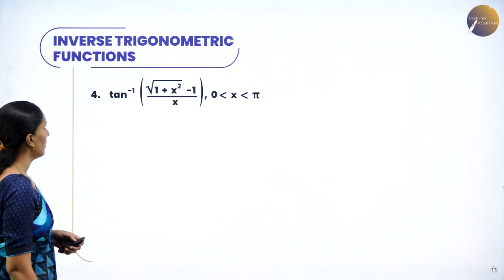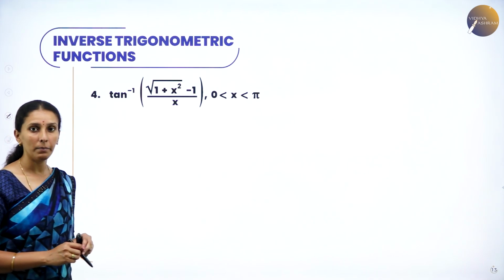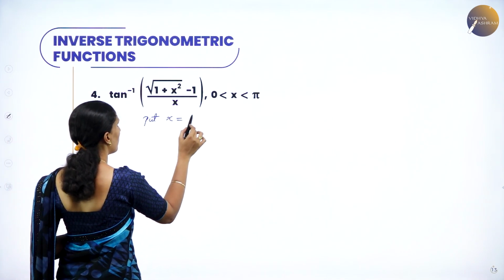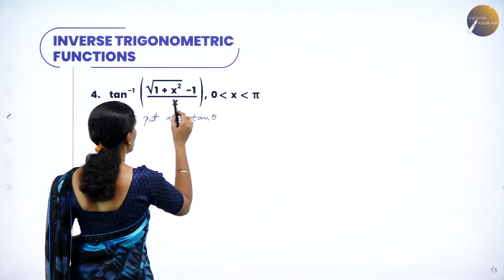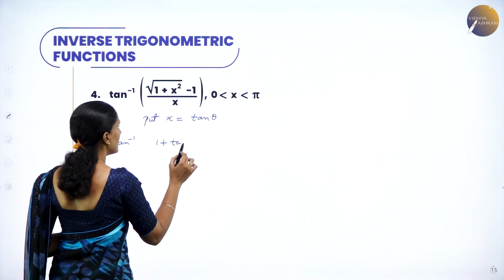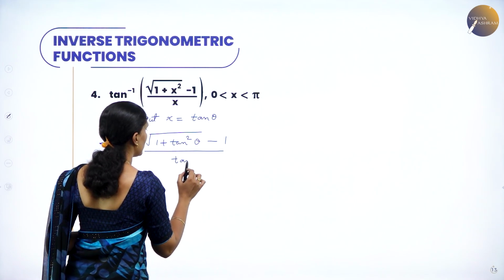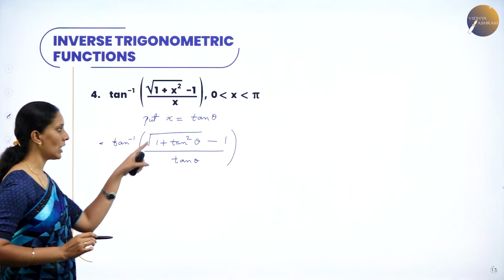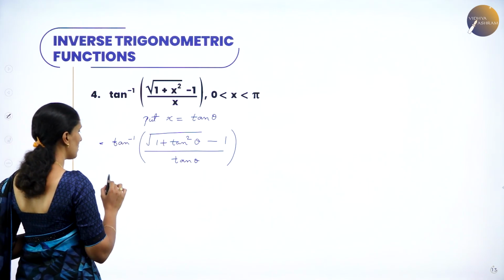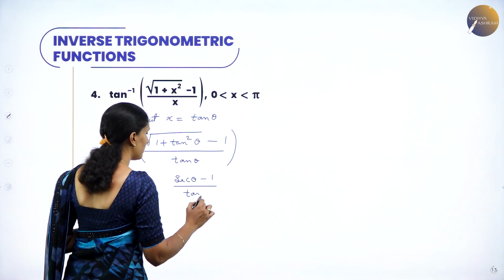Next, tan inverse of root of 1 plus x square minus 1 divided by x. Now here put x is equal to tan theta. So what happens here? Tan inverse of root of 1 plus tan square theta minus 1 divided by tan theta. So what is 1 plus tan square theta? It is secant square theta. Under the square root, we have secant square theta. So this becomes only secant theta. So secant theta minus 1 by tan theta.